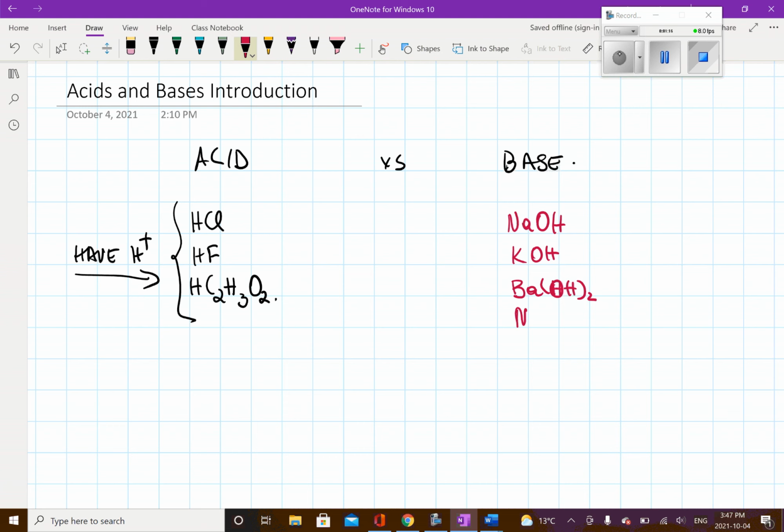However, when a metal is bonded with hydrogen, then in this case the sodium is +1 and hydrogen is -1. So when hydrogen is -1, then it's considered to be a base. But in general, we can say that bases have the hydroxide ion.